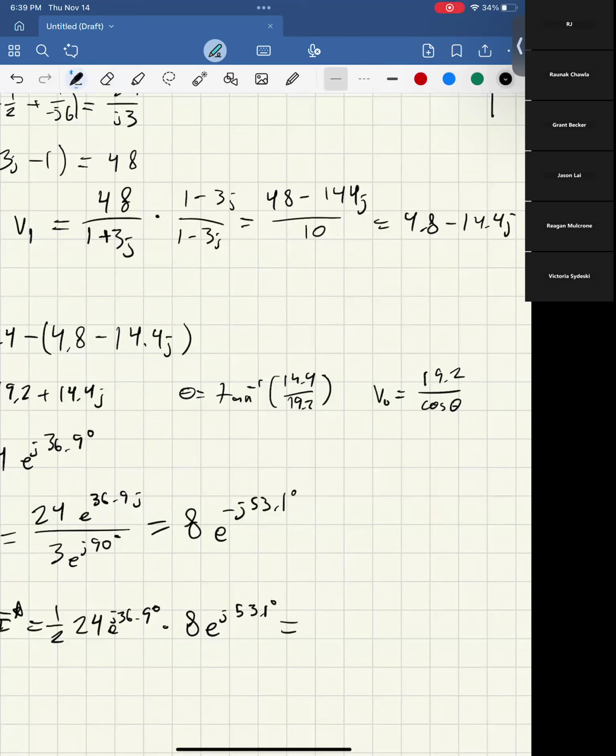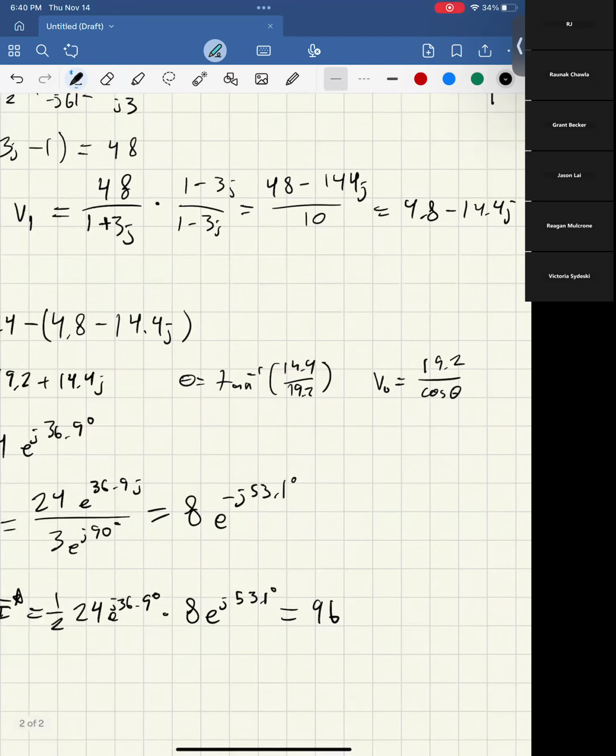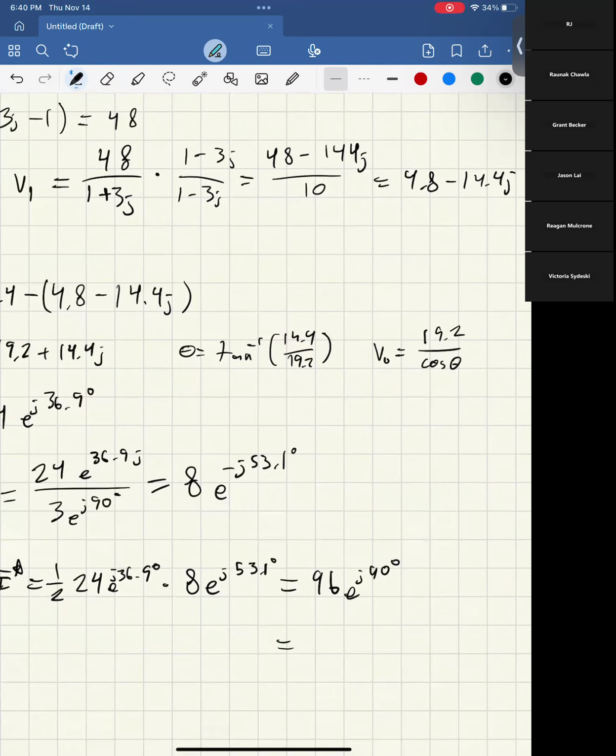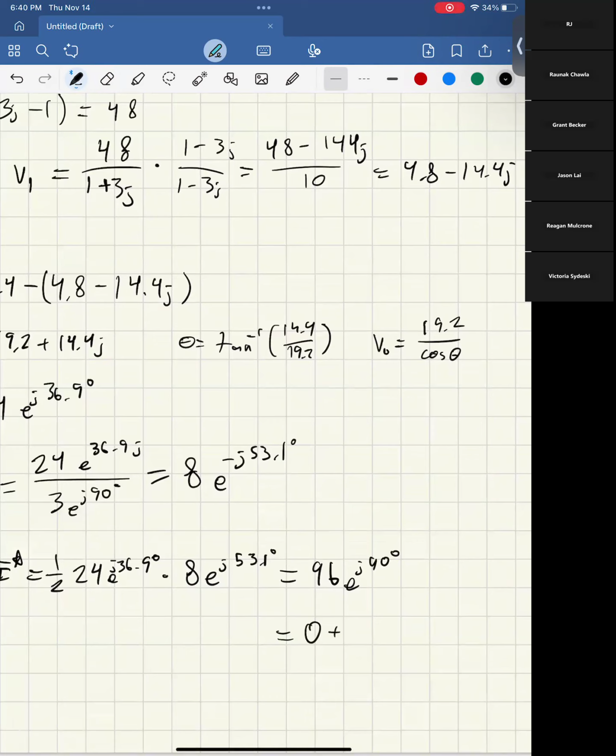So then if you multiply these two together, you get 12 times 8, which is 96. And then 36.9 plus 53.1 is just 90. And so this is then equal to 0 plus j96. And that would be volt amps.